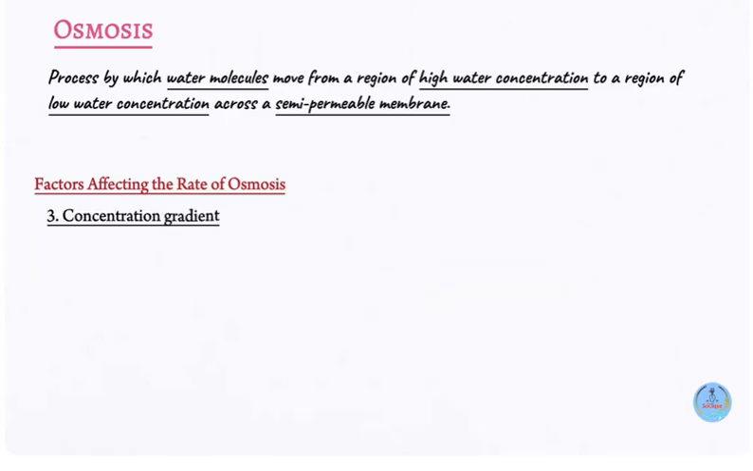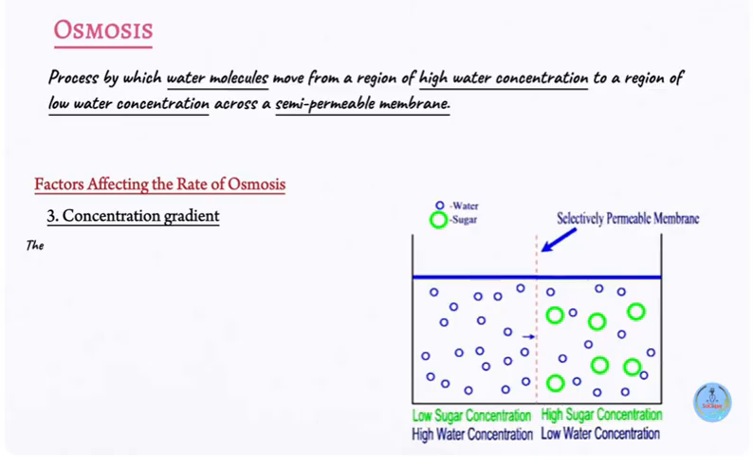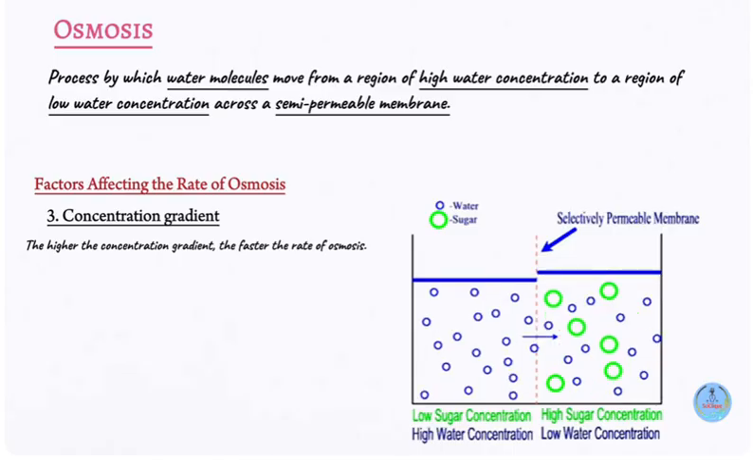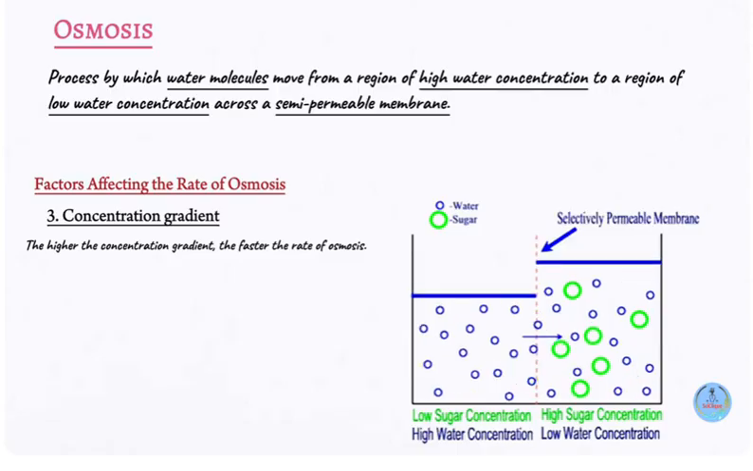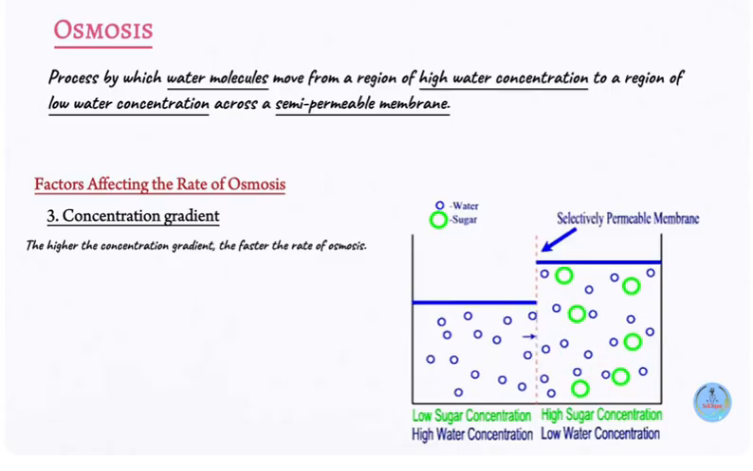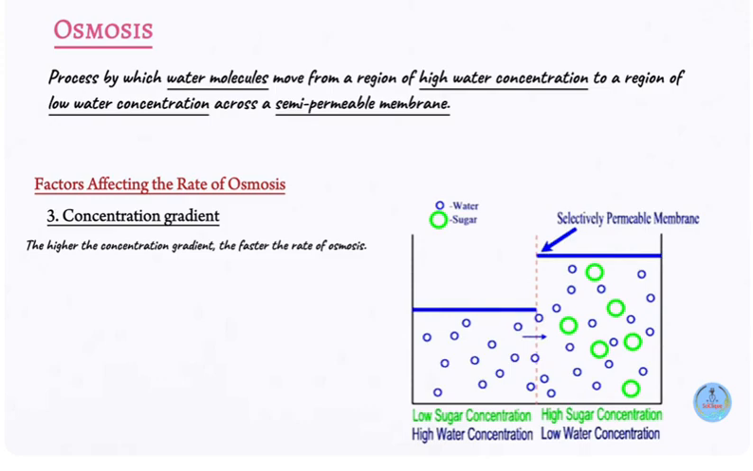Last one, concentration gradient. So as stated before in our previous video, whereby we discussed the factors affecting the rate of diffusion. By the way, if you haven't checked the video, I highly recommend you do so. The higher the concentration gradient, the faster the rate of osmosis. So if you have a larger difference in the water molecules between two areas, you're going to have a faster rate of osmosis.